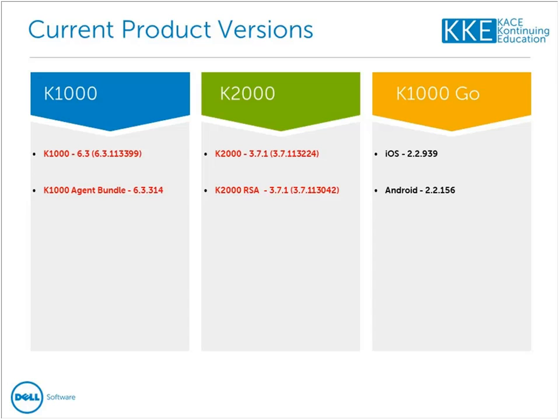And then our K1000 Go mobile app, we generally don't put that in red because that'll be red all the time. But you can go ahead and get the free Go mobile app from the Apple App Store or Google Play Store and connect into your K1000 and get your service desk tickets, your inventory, all sorts of neat information about your devices and so on.